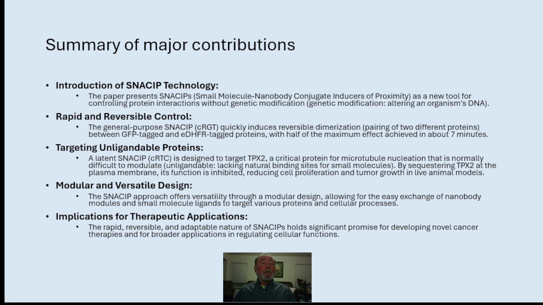Rapid and reversible control. Targeting heretofore untargetable proteins and modular and versatile design, which is very nice for controlling the plethora of intracellular proteomic interactions, and implications for therapeutic applications. The rapid, reversible, and adaptable nature of this process holds significant promise for developing novel cancer therapies and for broader applications in regulating cellular functions.